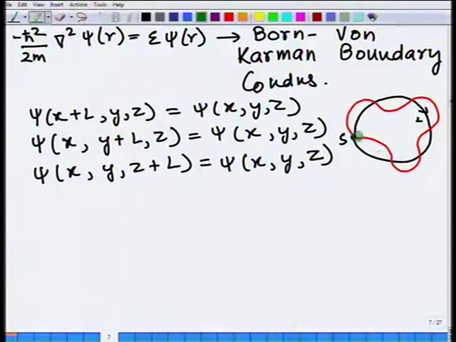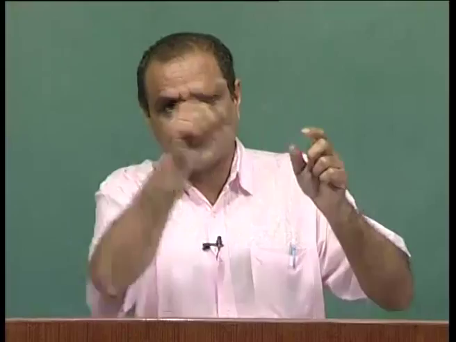This is of length L. So we are going around x: you start from x, go x plus L, go around the length L, and you end up at the same point, and therefore the wave function is the same. Essentially, what it is saying is that what comes in from this boundary leaves from this boundary in case of a running wave. With this kind of boundary condition, the energy comes in, the energy goes out.